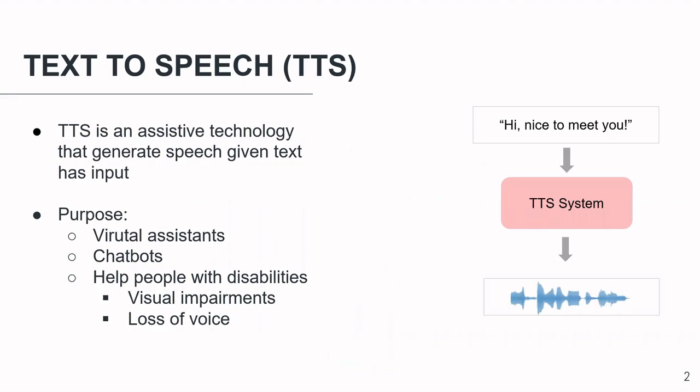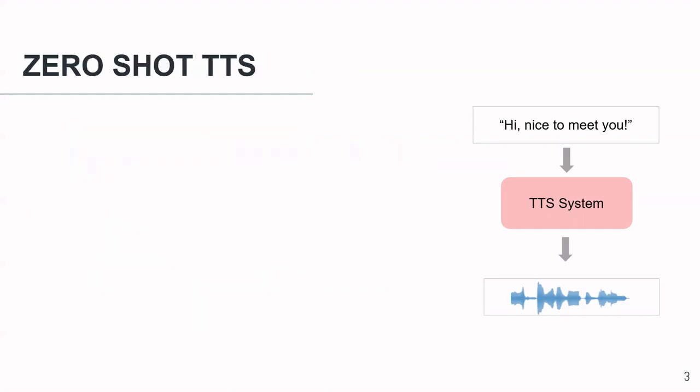TTS is an assistive technology that generates speech from text. It has many practical applications, such as being used in virtual assistants, such as Google Virtual Assistant and Siri. It is also used in chatbots, and TTS is also a useful technology to help people with disabilities, such as people who suffer from visual impairments or loss of voice.